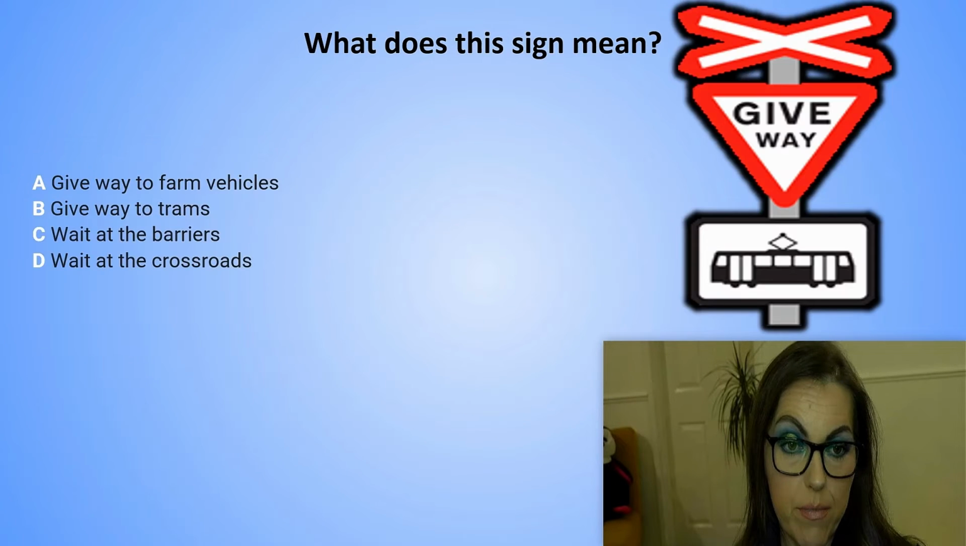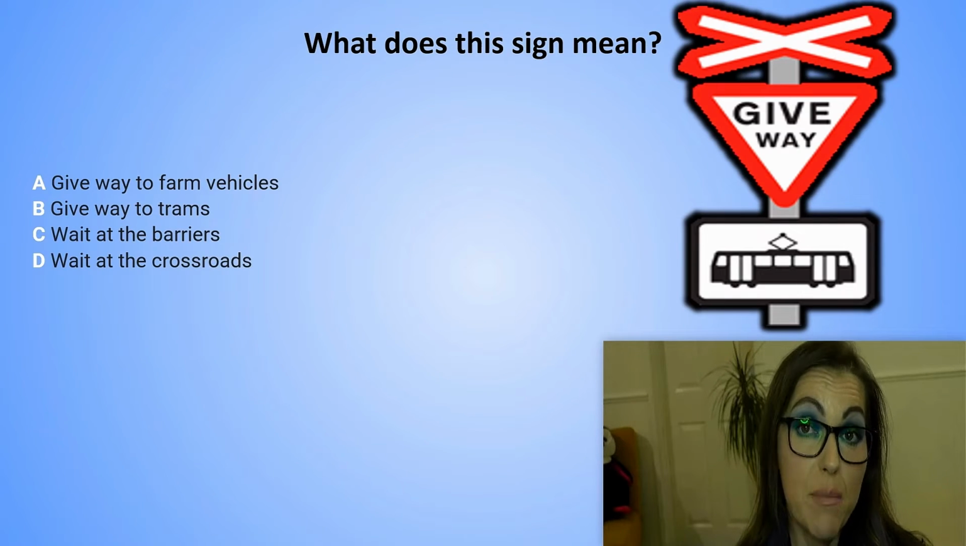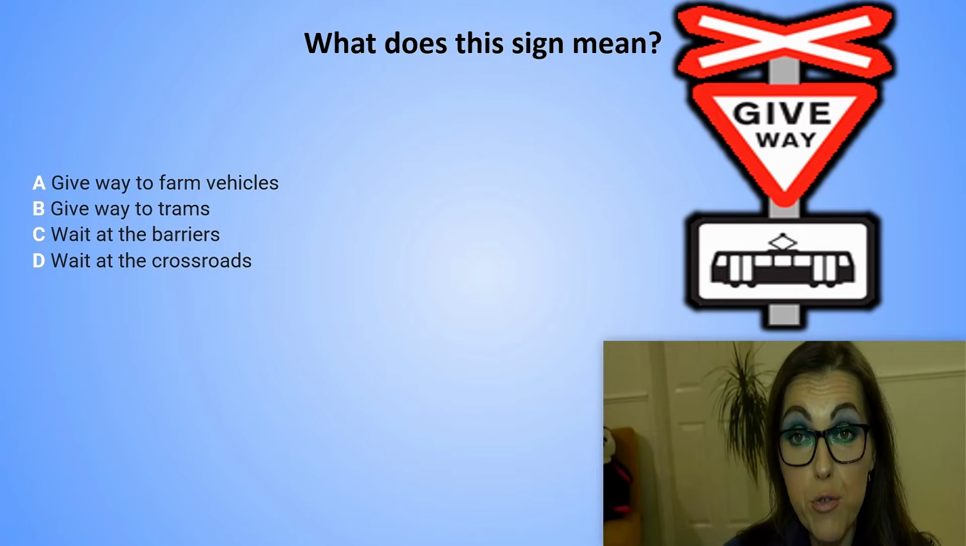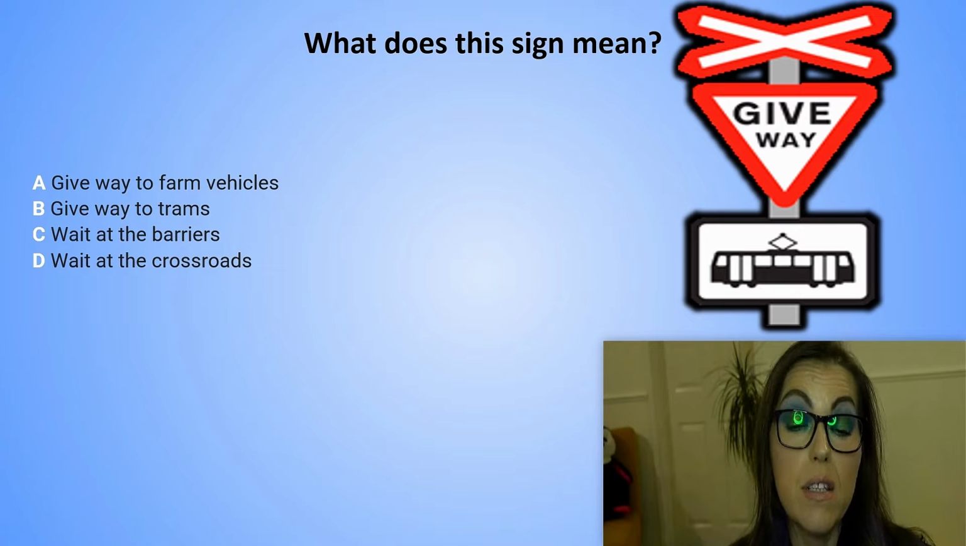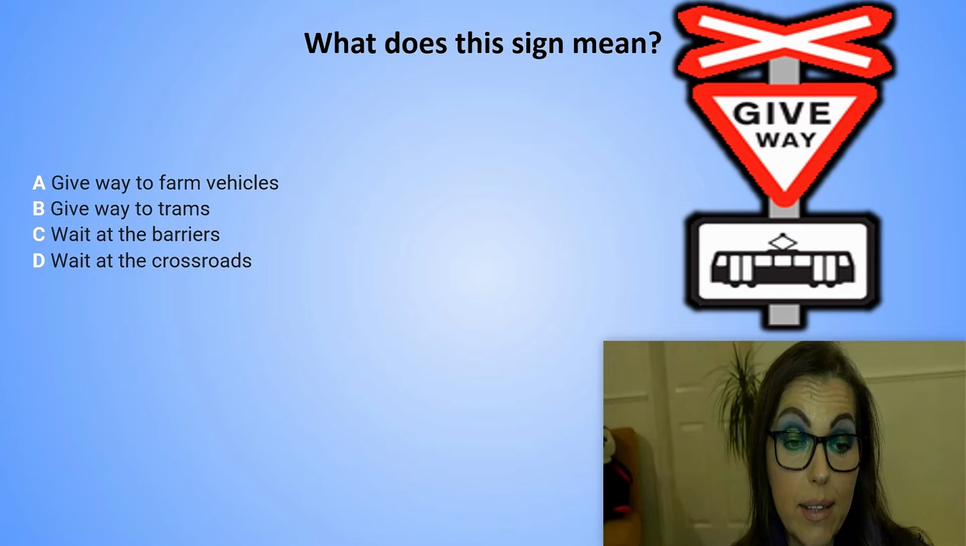Next question. What does this sign mean? A. Give way to farm vehicles. B. Give way to trams. C. Wait at the barriers. D. Wait at the crossroads.